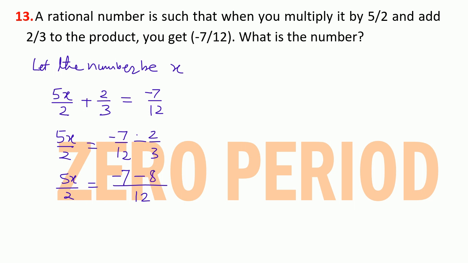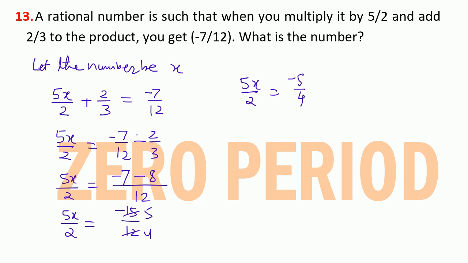I think it is clear to you. Here we are taking the LCM of 12 and 3, it is 12. 12 divided into 12 one time, 1 multiplied by 7, it is 7, and 3 divided into 12 4 times, 4 multiplied by 2, it is 8. Then 5x by 2 is equal to minus 15 upon 12. This can be simplified. 3 4s are 12 and 3 5s are 15. Now again I am going to repeat the step. 5x by 2 is equal to minus 5 by 4.